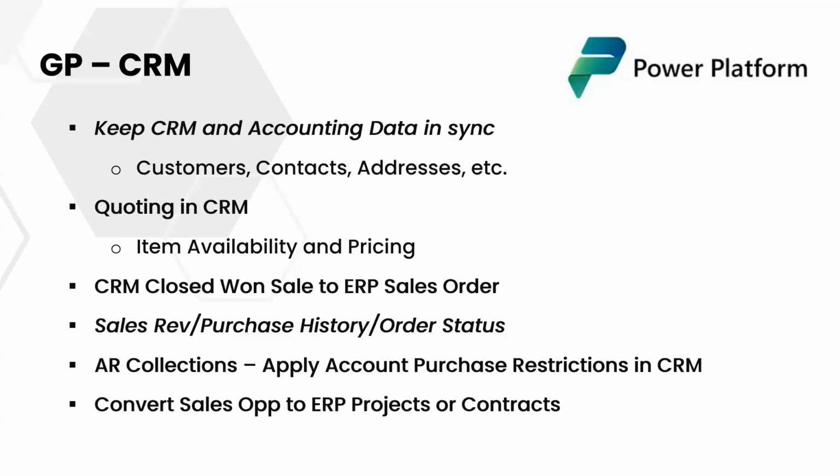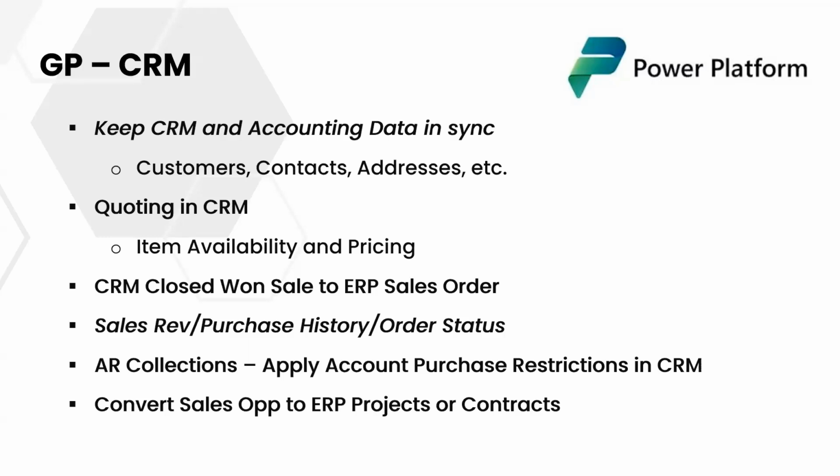And then of course, things like sales revenue, order purchase history, or order statuses, allowing our customer service and sales teams the ability to see that history and of course, the status of open orders. And then sales teams might like to see their sales revenue. You have the invoice revenue, so they can keep track of maybe some kind of quota or some kind of sales analysis that they need to do. Another one is AR collections.